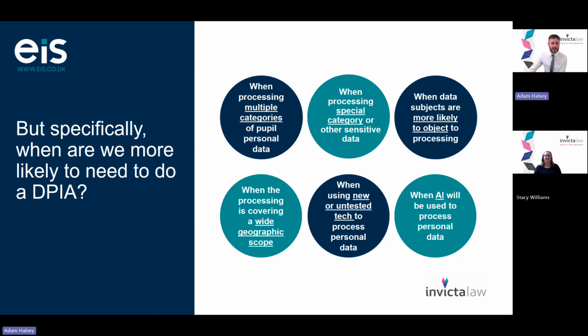A few other examples down here, and we're going to skip to this last one because that's the main topic of our session today. We are almost certainly, if not absolutely, going to need to be doing a DPIA, I can tell you, whenever AI is being used to process personal data. That's what the ICO say they expect.